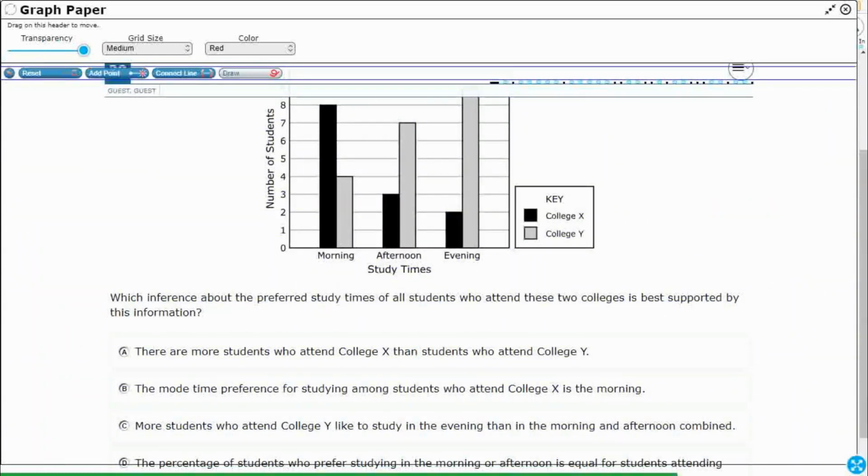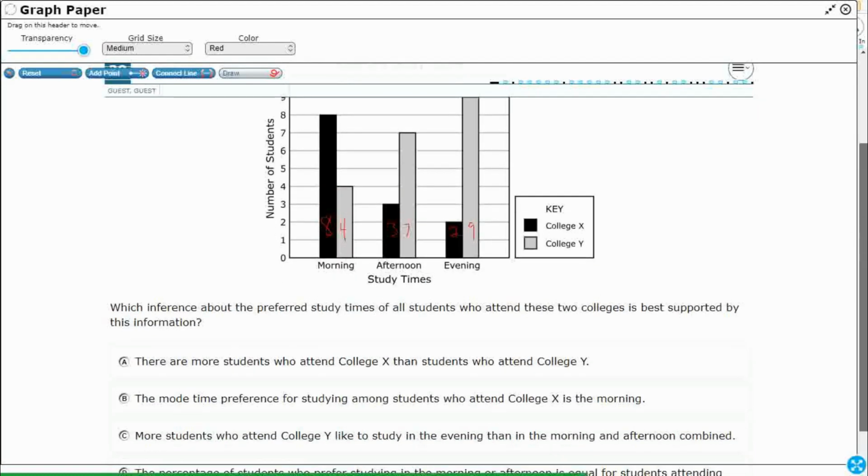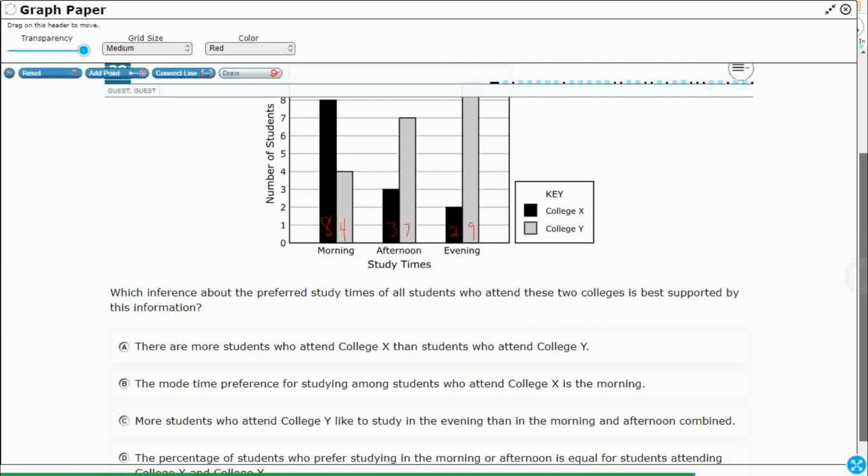Right, so morning. Let's put some numbers on here. So I've got 8, and I'll go ahead and just write right on top of it. So I've got 8 right there, I've got 4 right there, I've got 3, and I've got 7, I've got 2, and that looks like that's going to be 9. Yeah, that's 9. Okay, so we've got just some basic numbers. Now let's see which of these statements is going to be true.